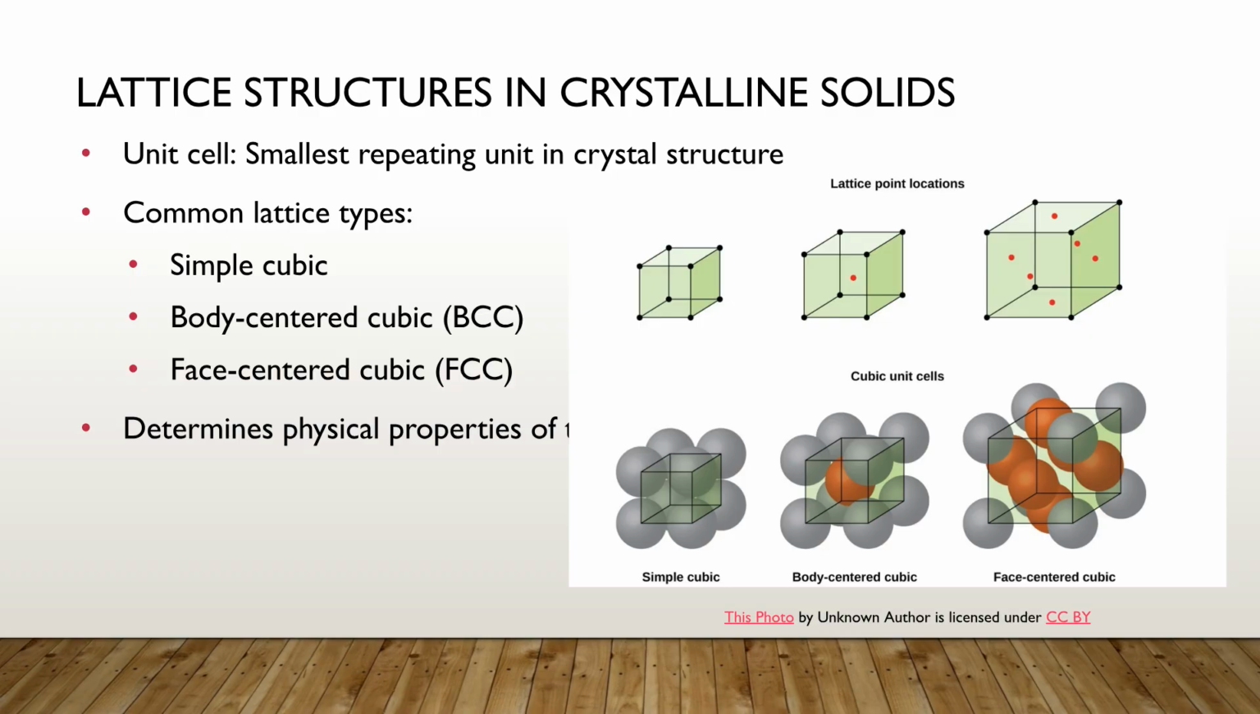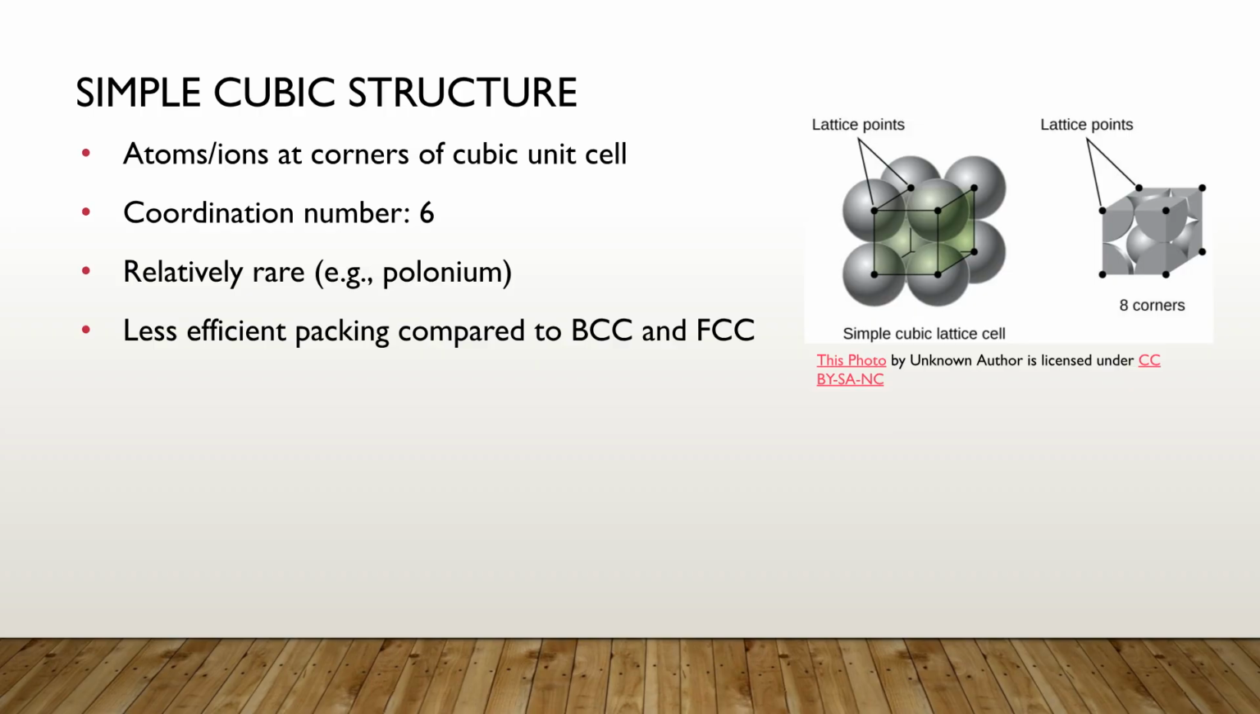Crystalline solids are built from a repeating unit called the unit cell. Common lattice types include simple cubic, body-centered cubic, and face-centered cubic, which determine the solid's properties. The simple cubic structure has atoms at the corners of the cube and a coordination number of 6. This is the least efficient packing of the cubic structures.